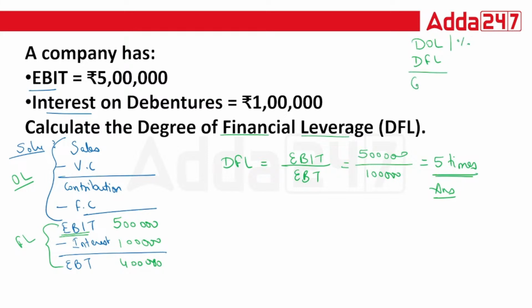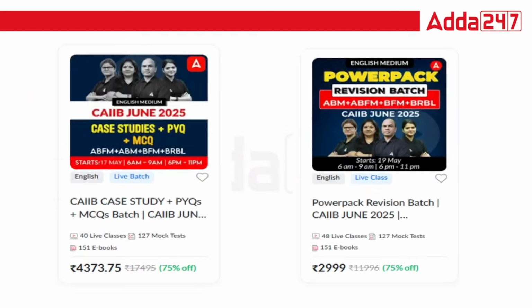Then we have seen one case study that is very important from the exam point of view. And apart from this, we have seen one important point, that if you have more than 500 debenture holders in your company, then you have to appoint a trustee. Okay, so with this we complete today's session.